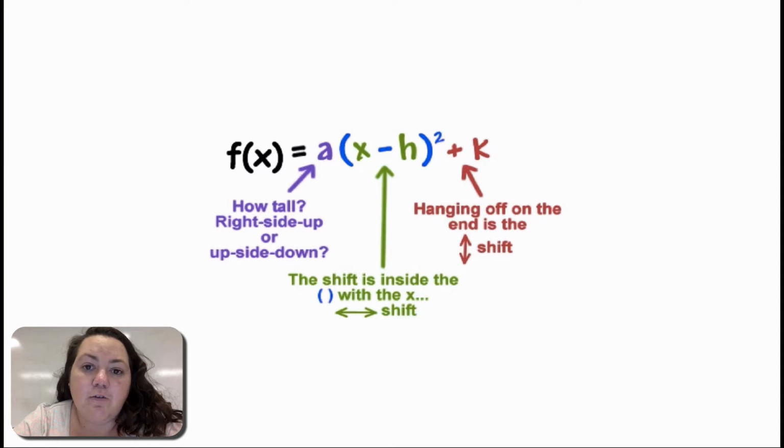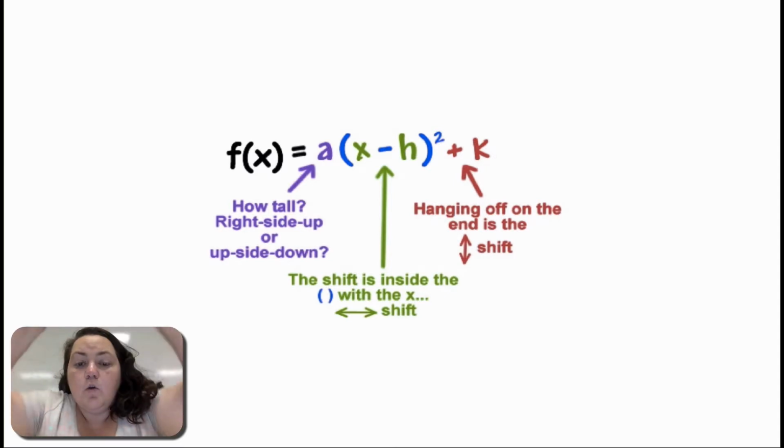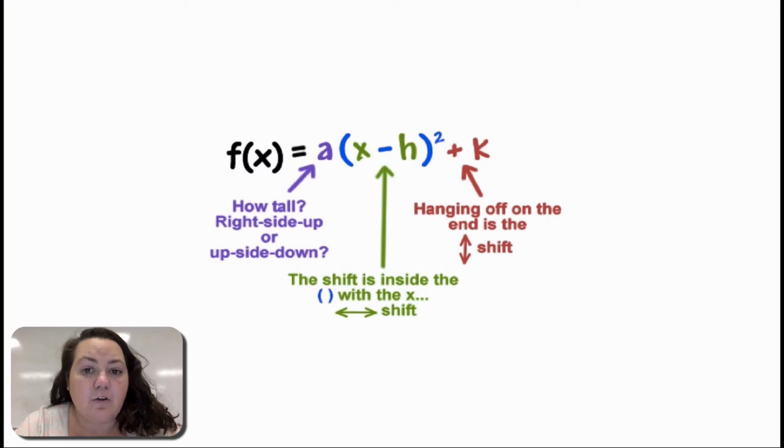The value that's in front of the parentheses tells us how tall it's going to be. If it's really tall, it's going to get stretched and be real skinny. If it's kind of short, it's going to be shorter and wider. And then is it going to be right side up or upside down? If it has a negative in front of it, then you're reflecting it over the x-axis, which means you're turning it upside down.